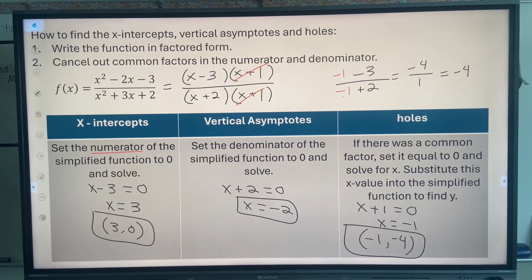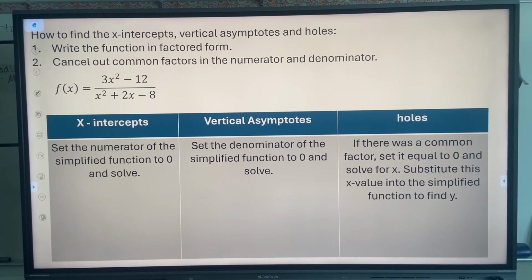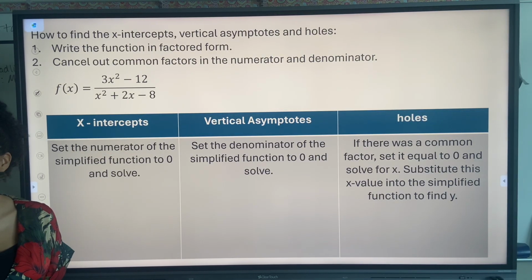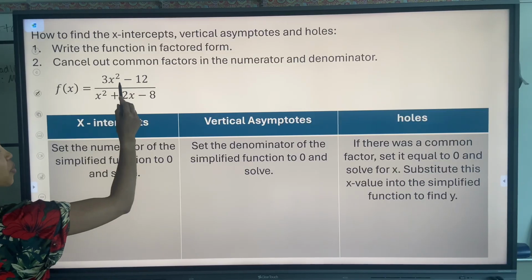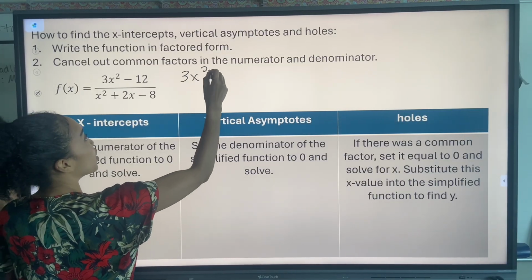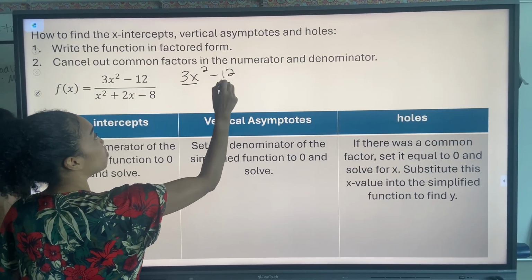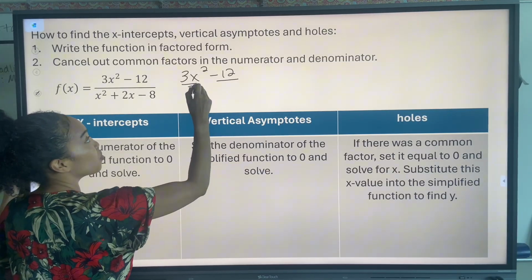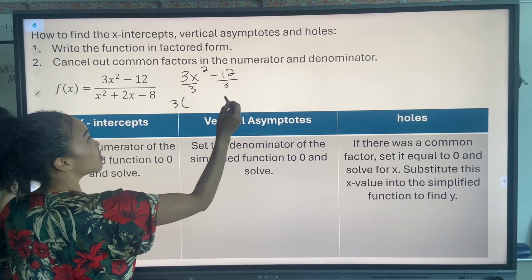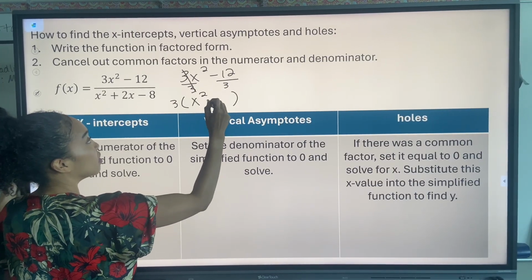Are you always going to have things that you cross out? No, not always. Let's try this one. So your first step is to always factor. So let's look at the numerator. I have 3x squared minus 12. What can these both be divided by? 3. So 3 is on the outside and we simplify.